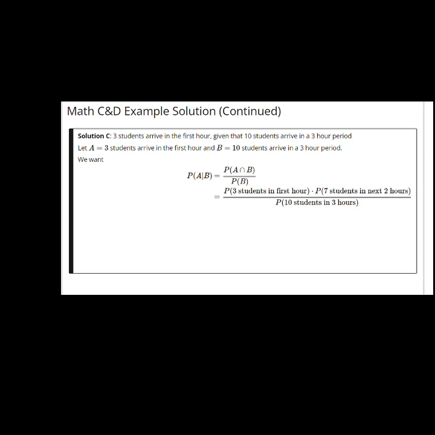The denominator, of course, is just the probability of 10 students in a 3-hour period. We've already seen the parameter for a 1-hour period is 12, and so 3 students in the first hour has probability e to the minus 12, 12 cubed over 3 factorial. 7 students in the next 2-hour period, the parameter now is 24, so that's e to the minus 24, 24 to the power 7 over 7 factorial. 10 students over a 3-hour period, the parameter is 36, mu is equal to 36, so I get e to the minus 36, 36 to the power 10 over 10 factorial. When you work this out, it becomes 10 choose 3, 12 over 36 to the power 3, 24 over 36 to the power 7. It looks familiar. In fact, it's a binomial probability.